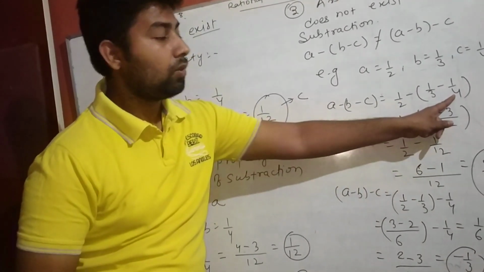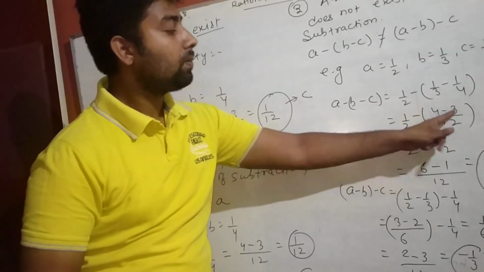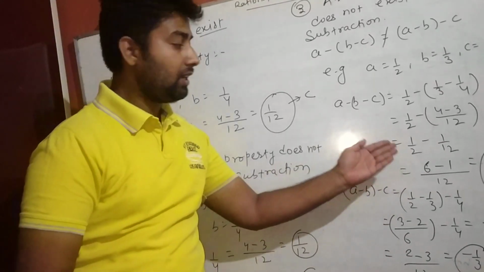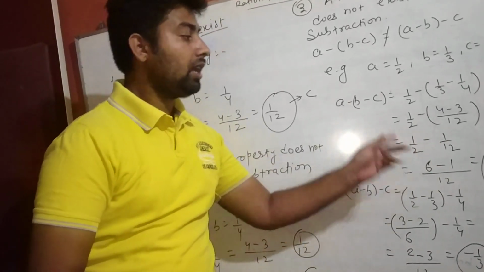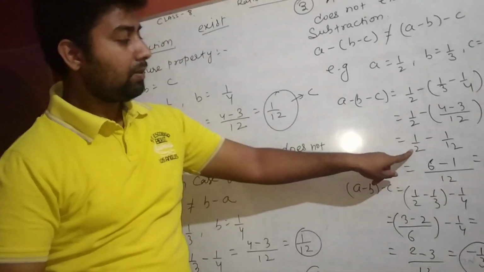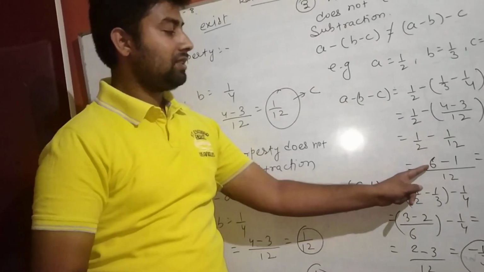Now in the table of 4, 12 comes 3 times, that's why we have written 3. Now 4 minus 3 is 1 by 12. After that, in the denominator we can see 2 and 12. What is the LCM of 2 and 12? Again it is 12. Now in the table of 2, 12 comes how many times? 6 times, that's why we have written 6.